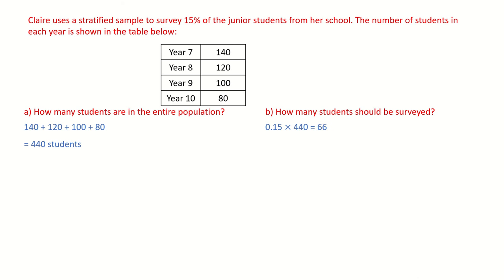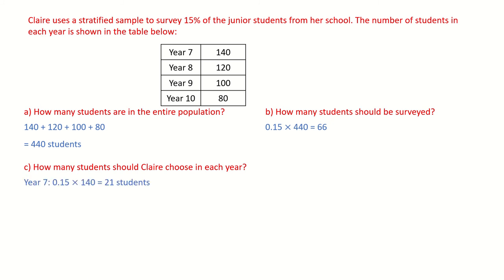But we do want people to be represented appropriately because there are far more year 7s than year 10s, so they should be represented in an appropriate proportion. So how many students should Claire choose in each year? Basically we just want to survey 15% of each group. So we just have to find 15% of the year 7s and the year 8s and 9s and the 10s.